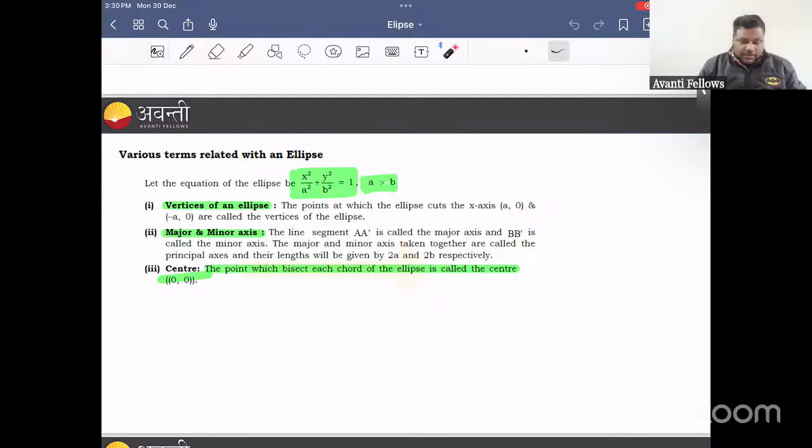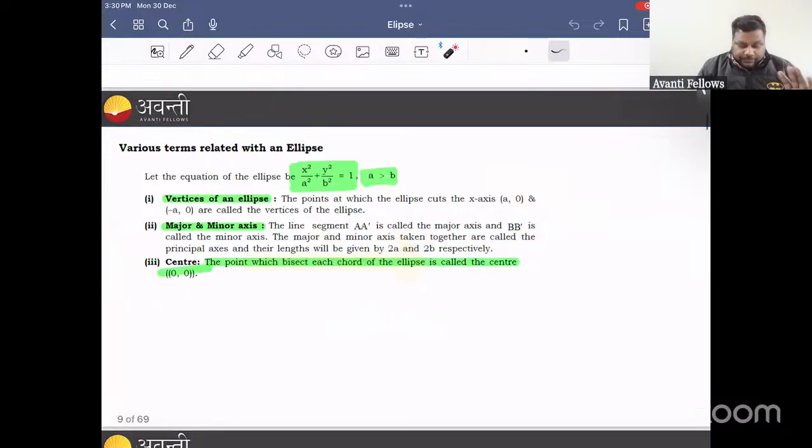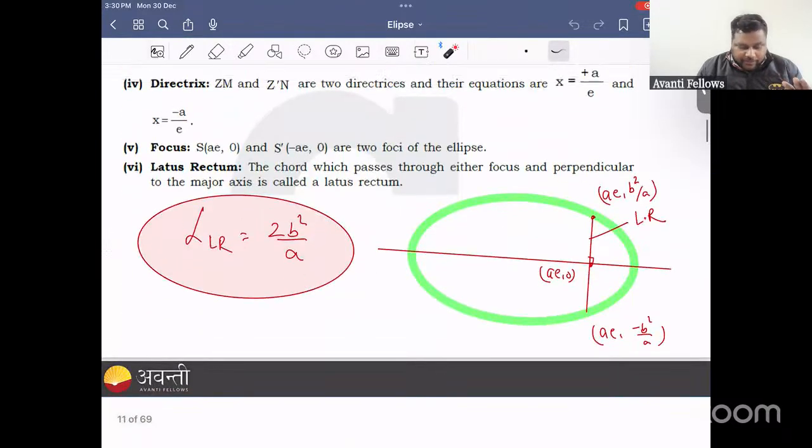Thank you. So the points at which this ellipse cuts the x-axis, (A, 0) and (minus A, 0), are called the vertices of the ellipse. Now, major and minor axis: the line segment AA dash is the major axis, BB dash is the minor axis. Length of major axis is 2A and length of minor axis is 2B. Center is (0, 0), which you are already aware of.